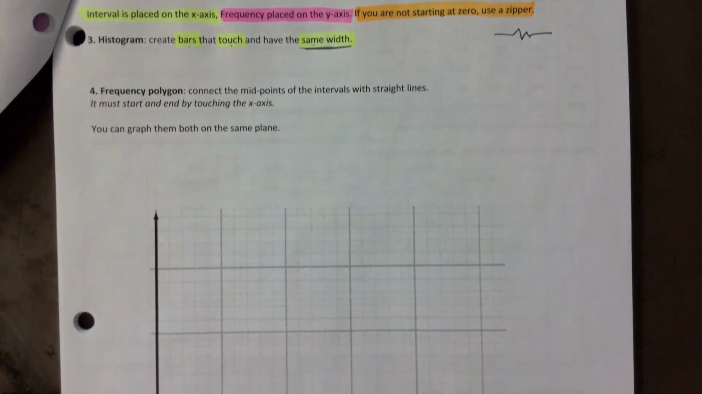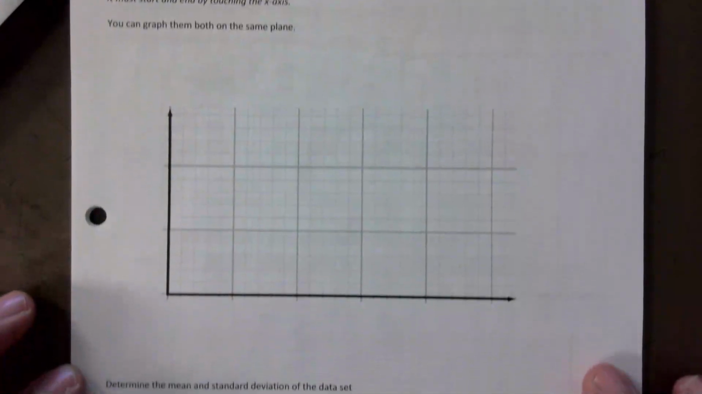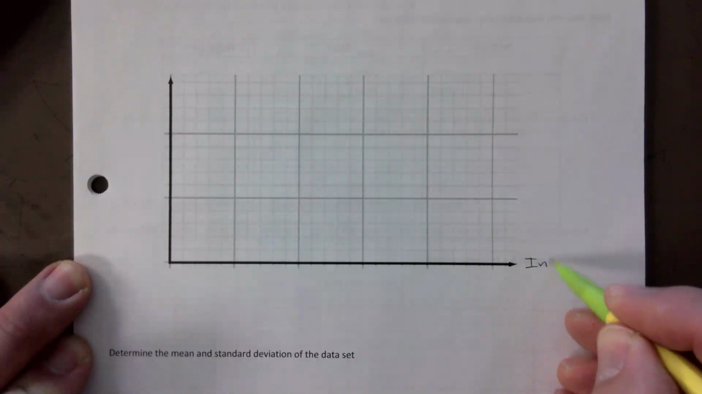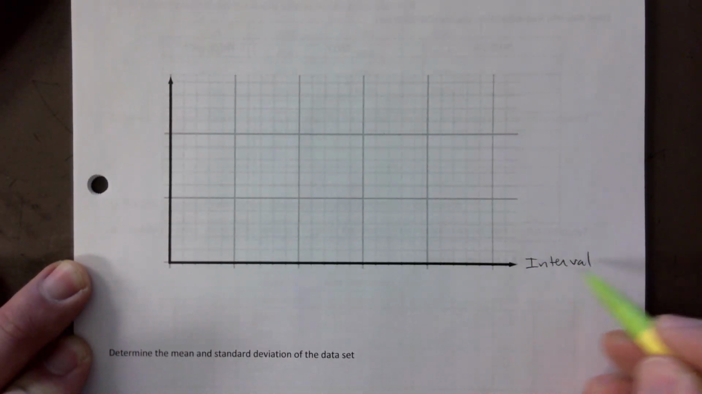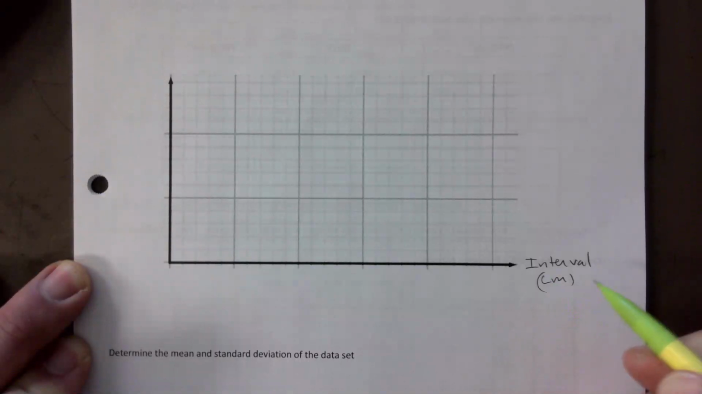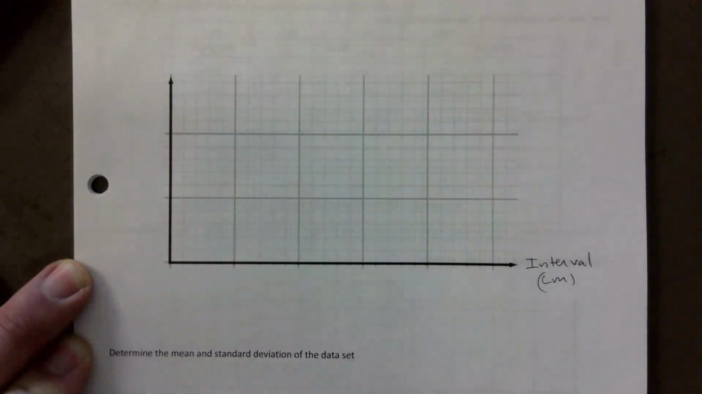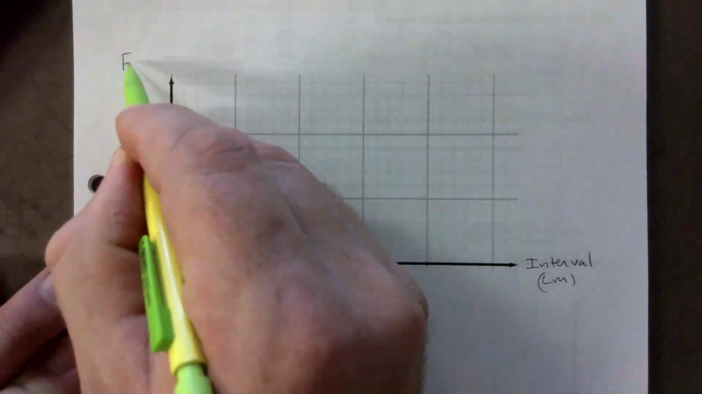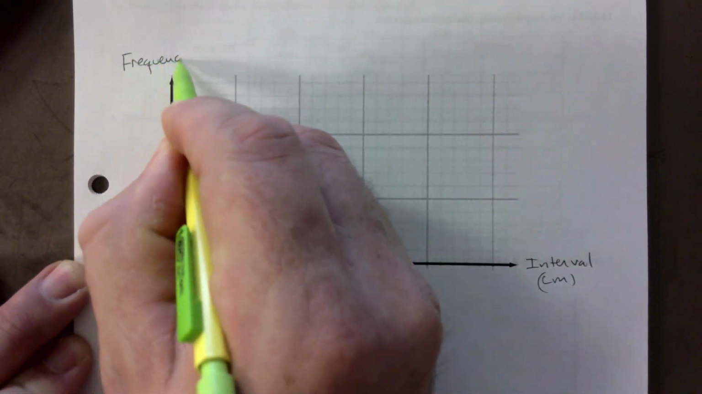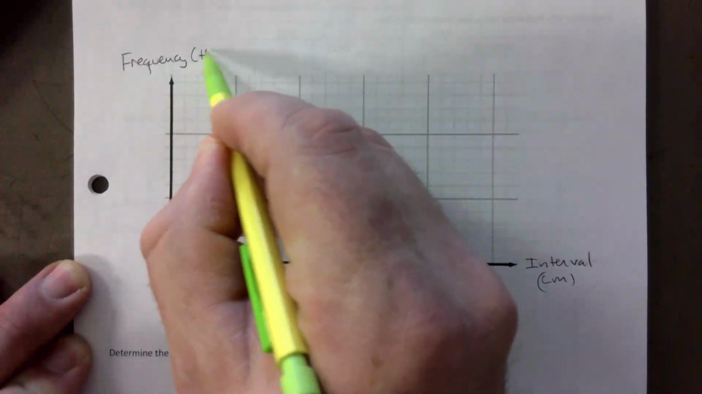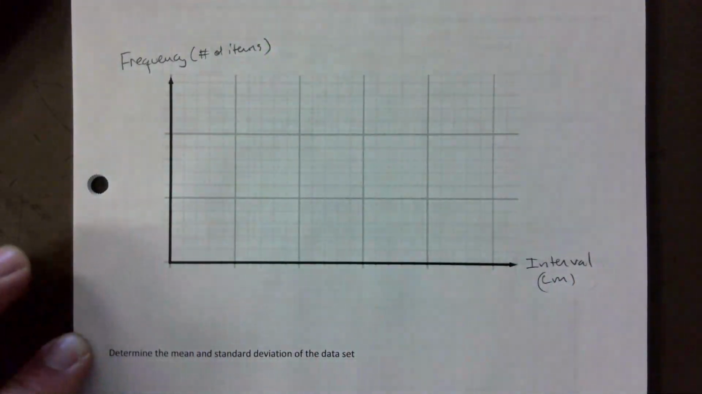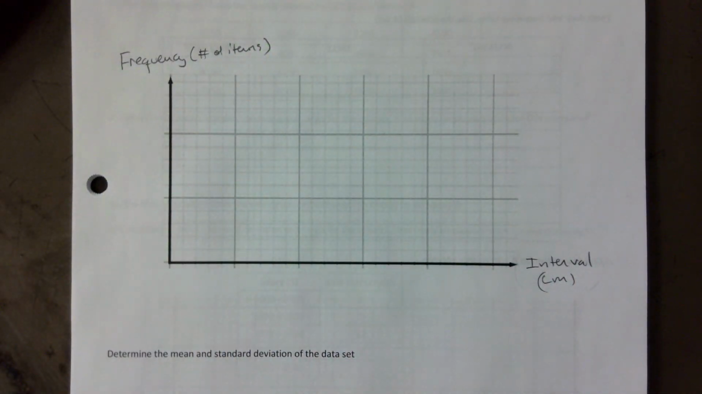Let's go down to our graph that I've already provided. So what is this? This is our interval in centimeters. Okay, I literally grabbed that from page 15 where it says interval. I just label it that way. Here I'll go frequency. And in this case it's number of items. We don't know what it is, so we just label it like that.